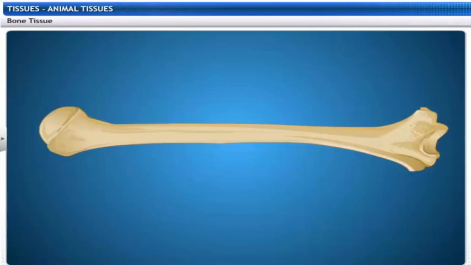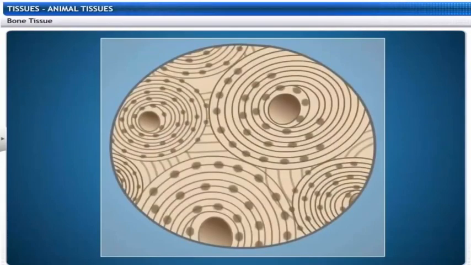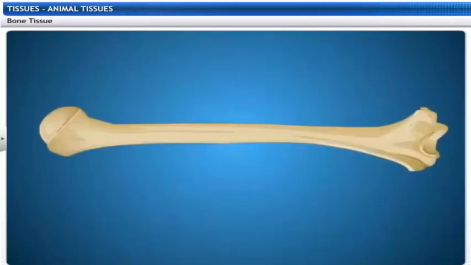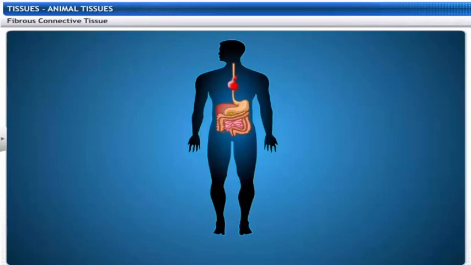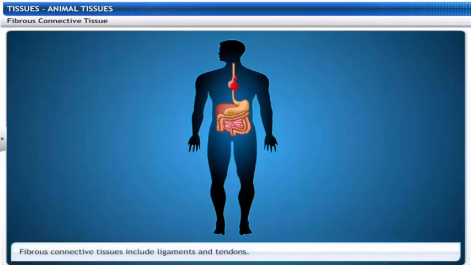Bone is another connective tissue. Bone cells are embedded in a hard matrix composed of calcium and phosphorus compounds. It is a hard porous tissue that anchors the muscles and protects the internal organs. Take a close look at these tissues that pack and bind various organs. These are fibrous connective tissue.